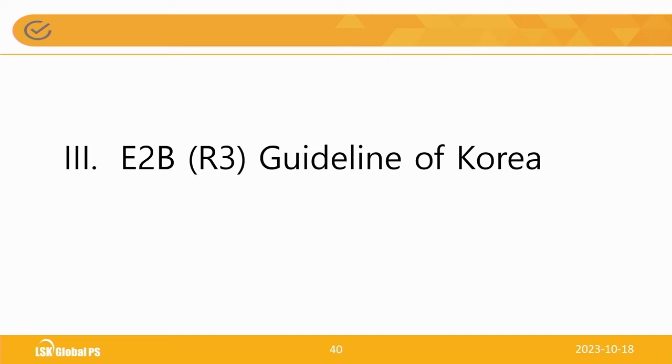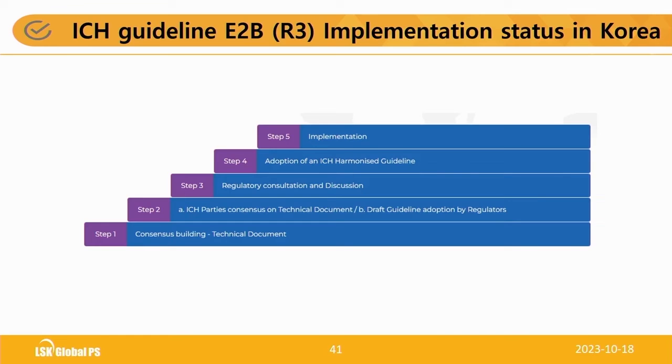Now, lastly, E2B R3 guidelines of Korea. So there's not much difference in how the guidelines are implemented in Korea. Since we have become an ICH member, ICH E2B was one of the guidelines that we had to implement. So MFDS has built its database based on E2B R3 format.